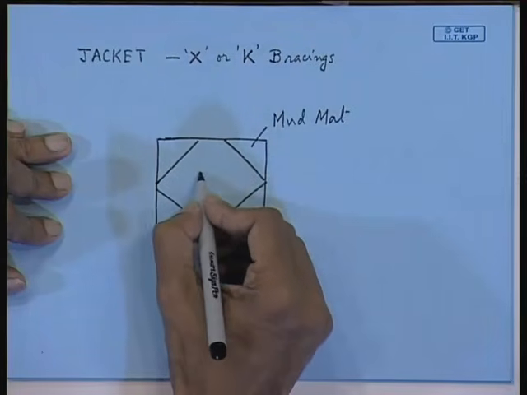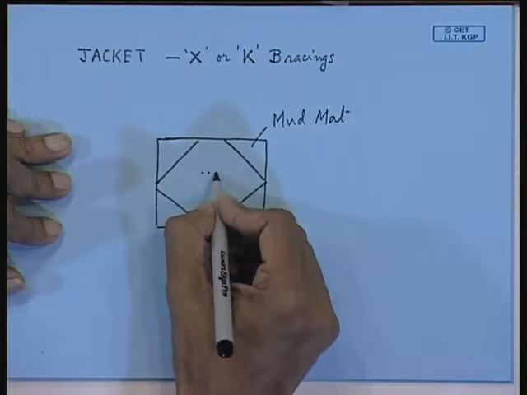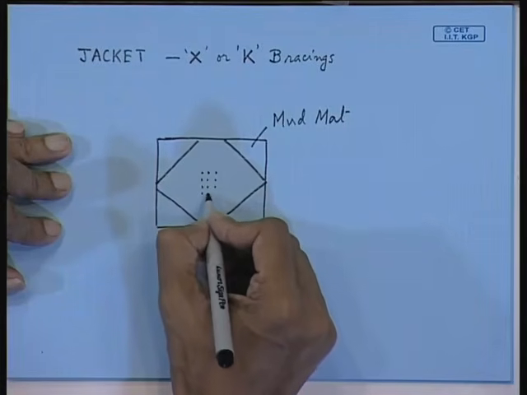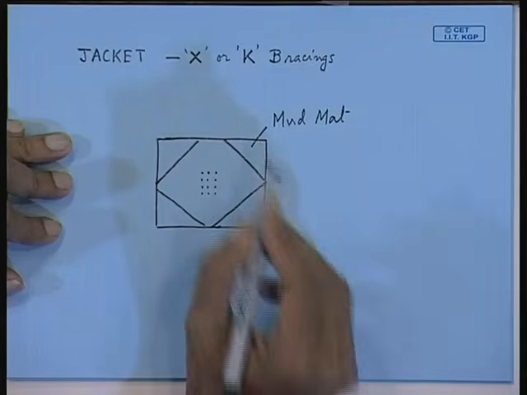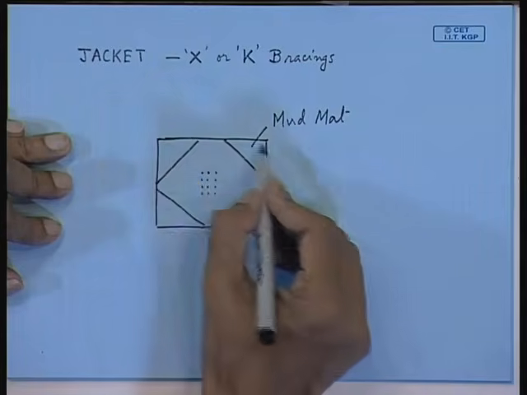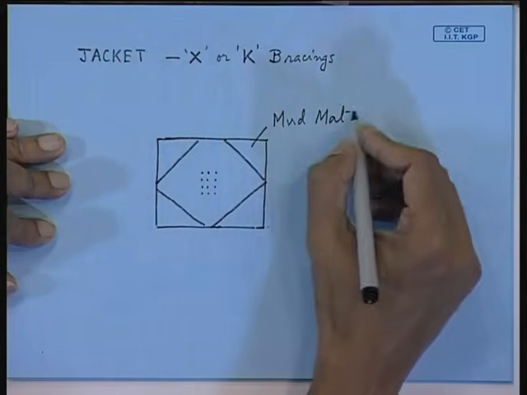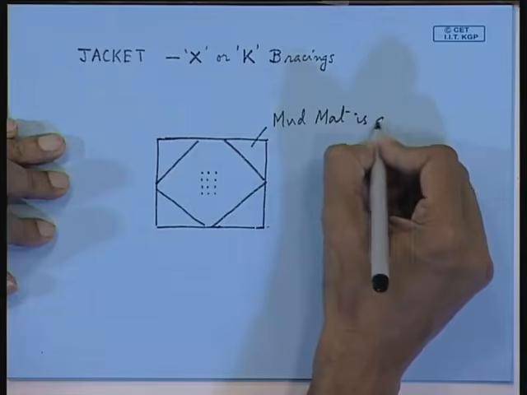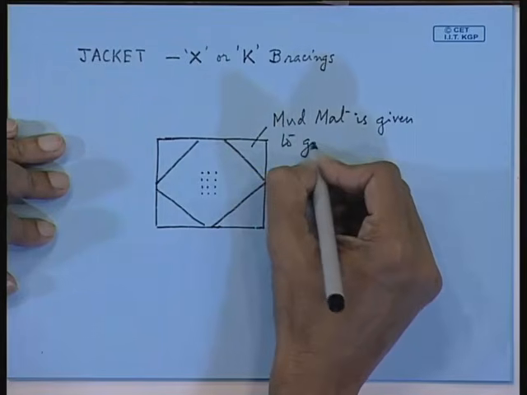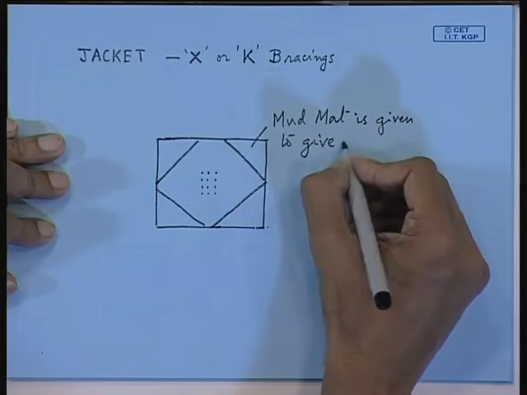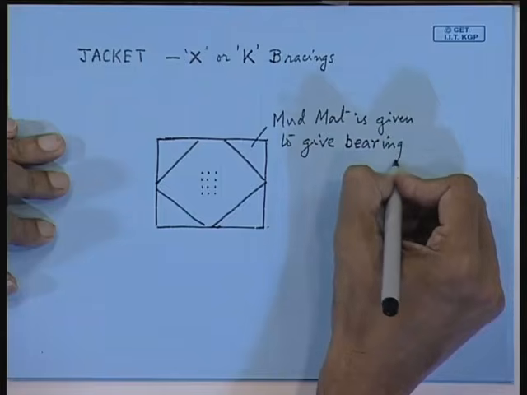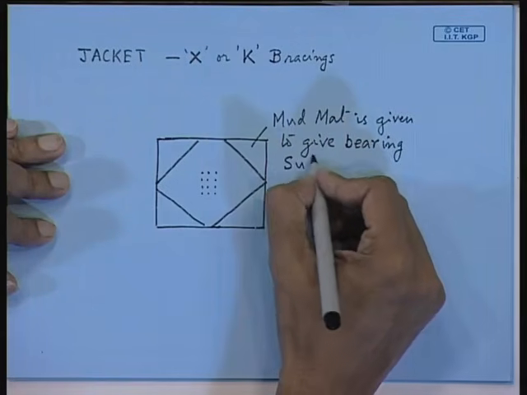Your conductor pipes actually will go somewhere here down below to the well. So, conductor pipes will be here, this is your mud mat, and these are the horizontal bracings of the platform. So, mud mat is given to give bearing support to the platform.